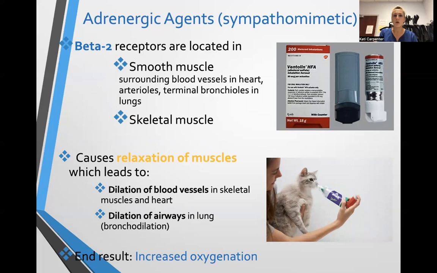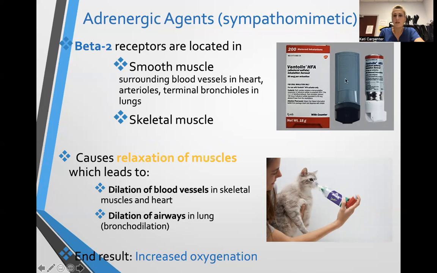Beta-2 receptors are located on smooth muscle and skeletal muscle specifically. The smooth muscle that it is in contact with most are the smooth muscles around blood vessels in the heart. Remember, vessels are muscles. That's why they can vasodilate and vasoconstrict. So the beta-2 receptors are on the blood vessels in the heart, the arterioles, and the bronchioles in the lungs. So heart and lungs for those as well. So it's going to open things up and help things breathe.